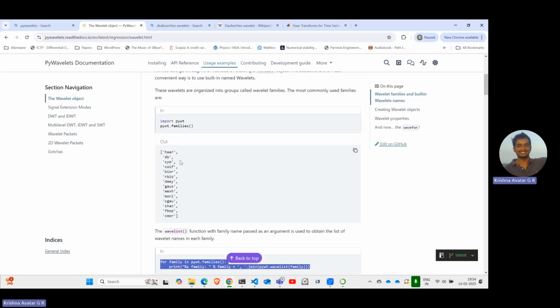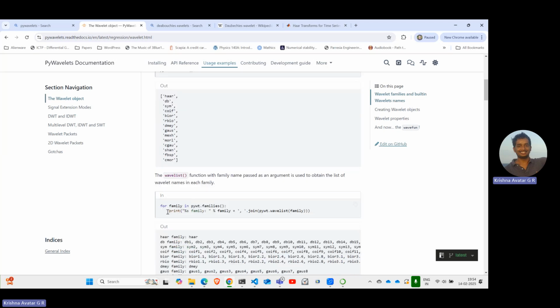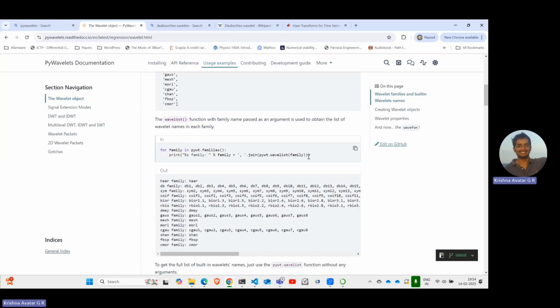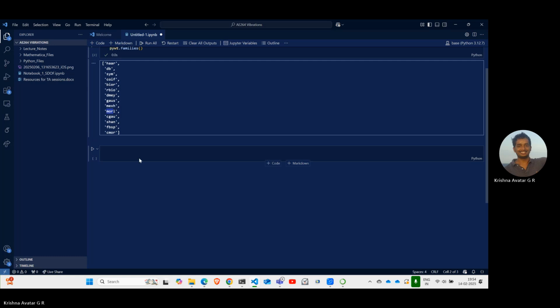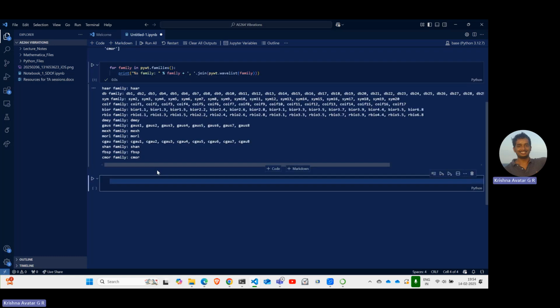These are the wavelet families that we have in the PyWavelets package, and we can also list the wavelet names in each family to obtain them. Right? So let's try to get this as well. Shift enter. So the Haar family has just Haar. The Daubechies family has this many types of wavelets, as you can see. Likewise, Coiflets, Bior, Morlet. So these are some of the wavelets here.